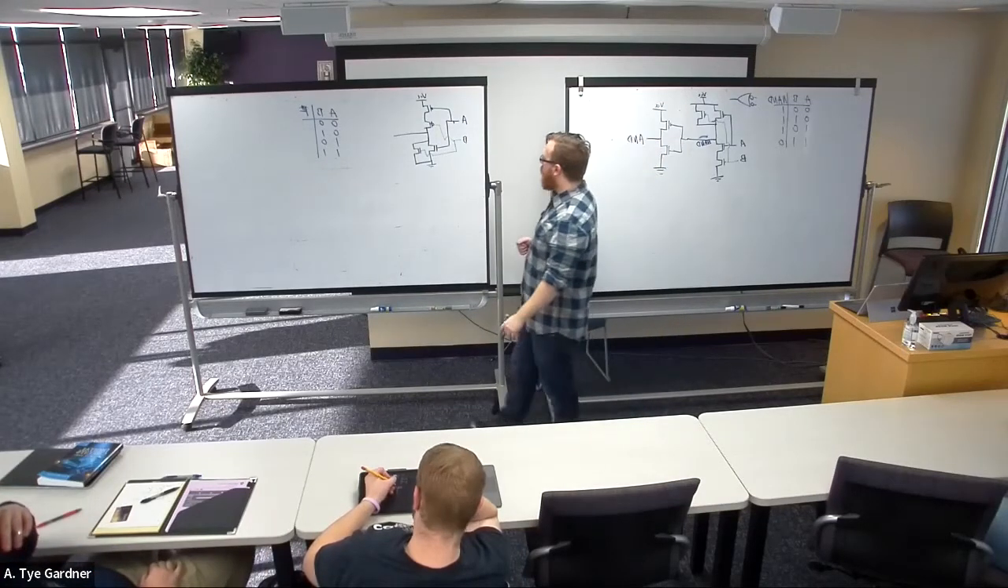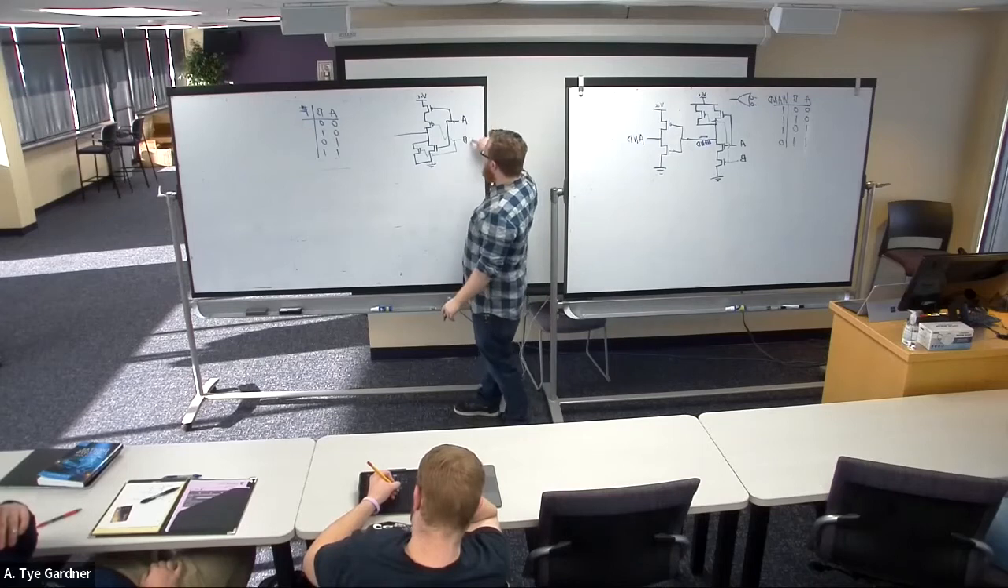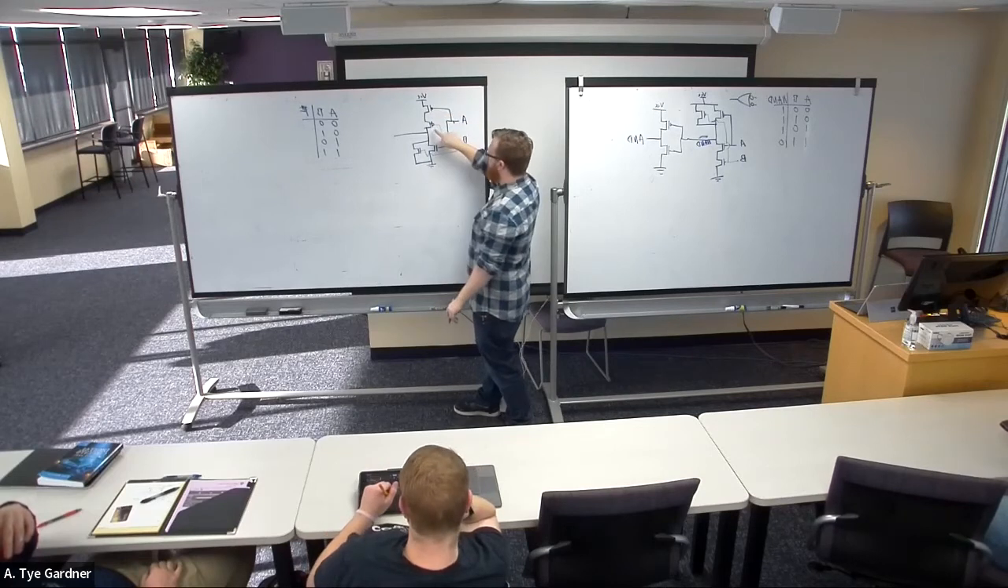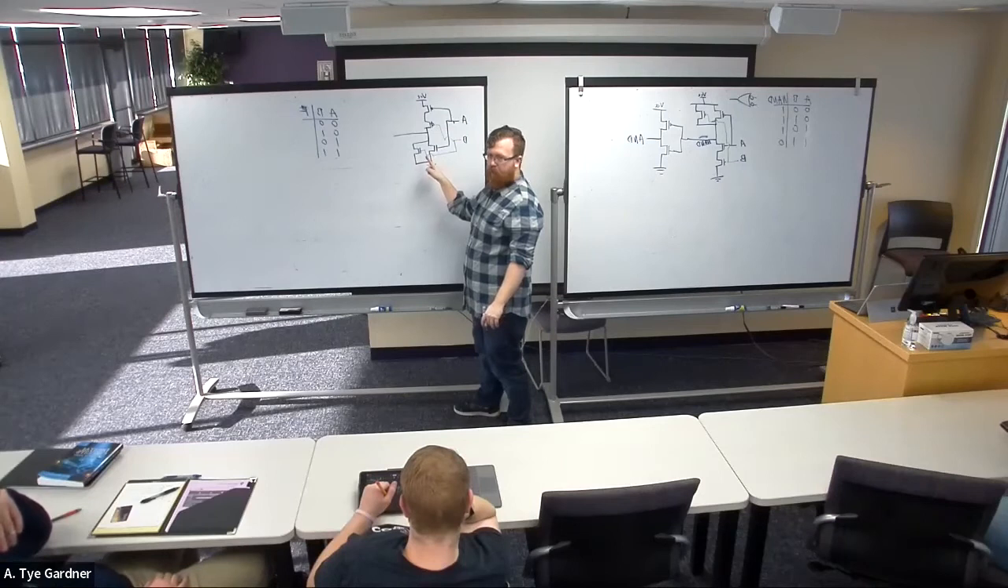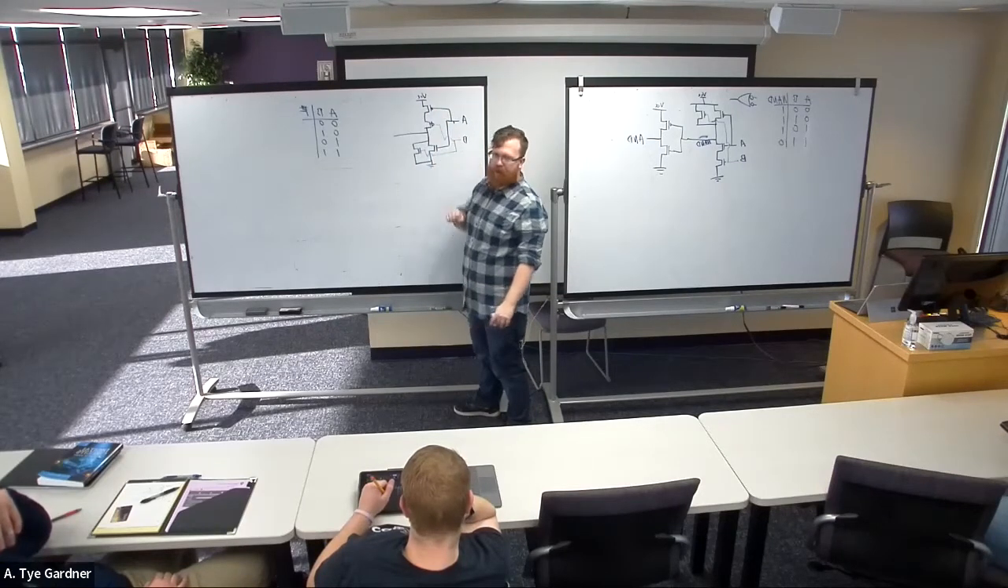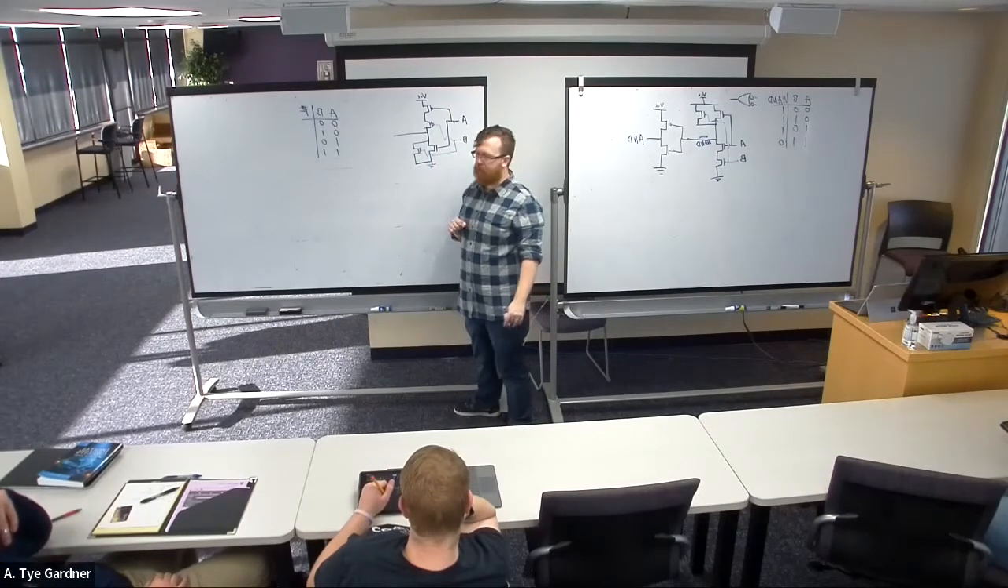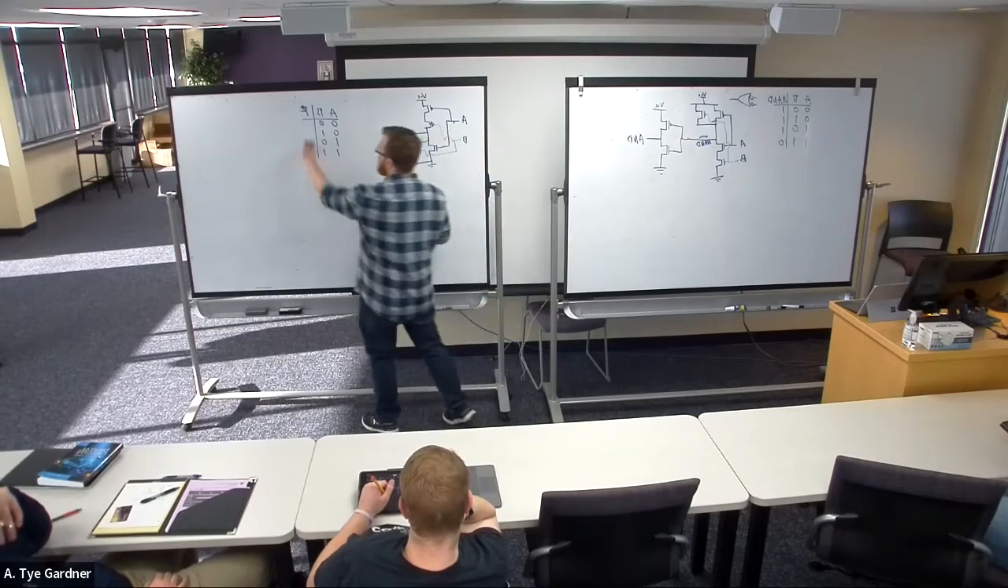Okay. Well, if A and B are 0, so 0 is here, that means this closes. The 0 is here, that means that closes. And both of those are open. So I am now connected to power. So at 0, 0, I see a 1.